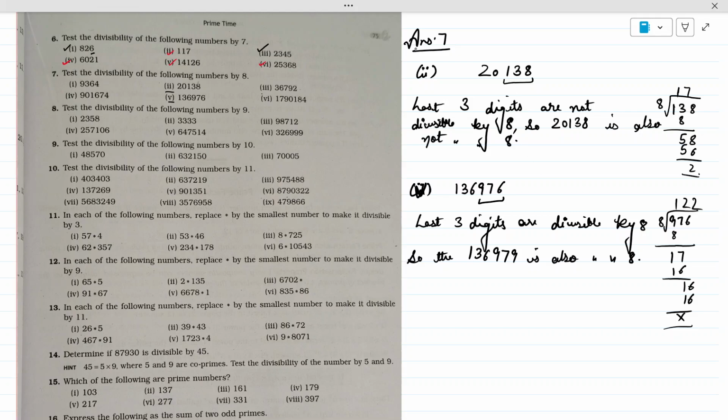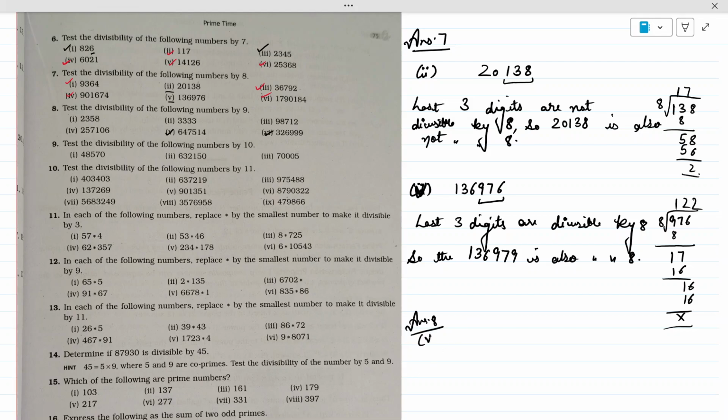Okay, done. Next we have to test the divisibility of the following numbers by 9. And what is the rule for 9? We have to sum up the digits and check if the sum is a multiple of 9 or not, right? So let's do this. Answer 8. Again, I'm picking two parts. The remaining questions, kids, I'm marking as homework for you. And here I am going to take the fifth and the sixth part.